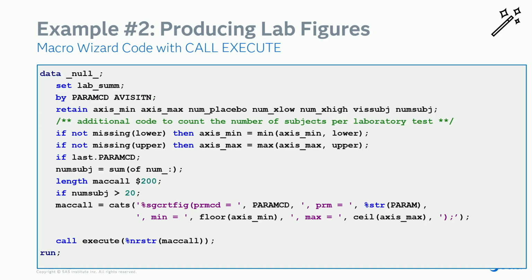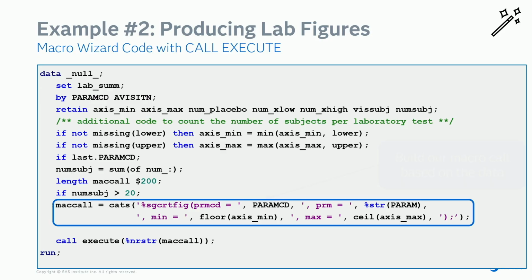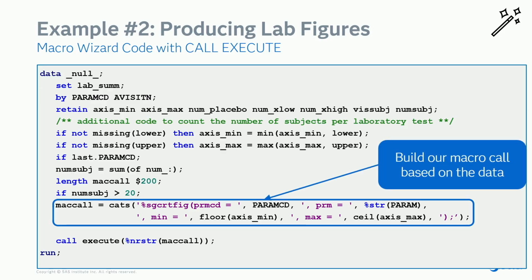That's all done for us dynamically, so we don't have to do that manually. We build the code here, and you can see we're building with a cats function, concatenating together the pieces that we need to build those macro calls that we showed in the previous slide. And then we're passing that in to call execute. And that's what's actually going to place that macro call onto the input buffer.